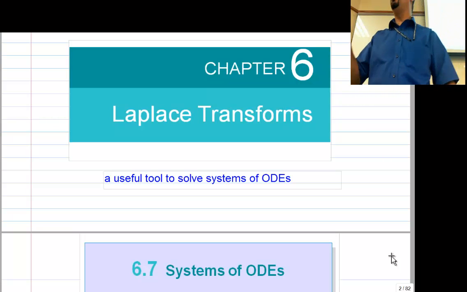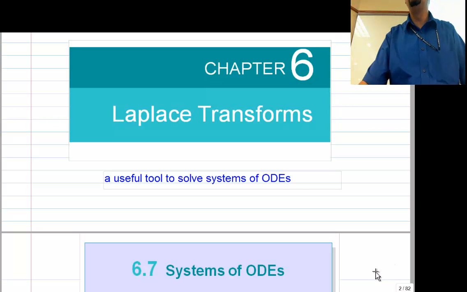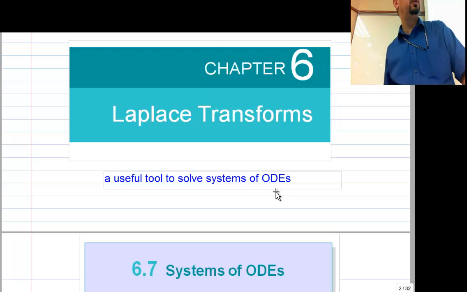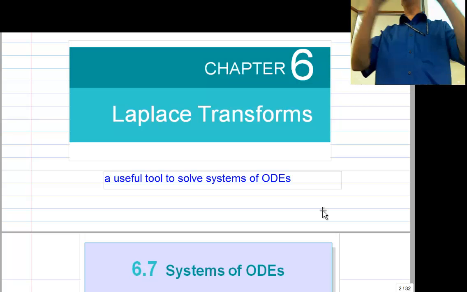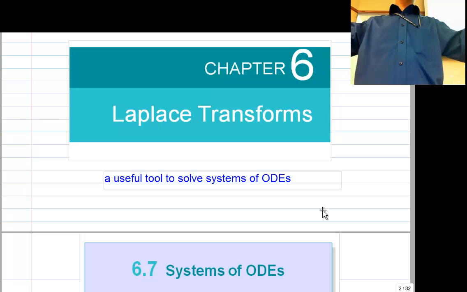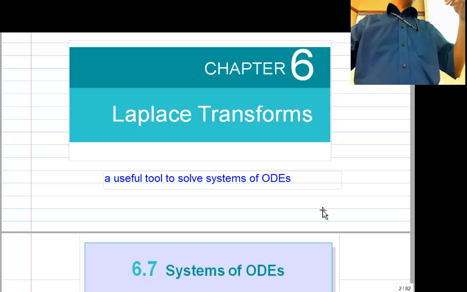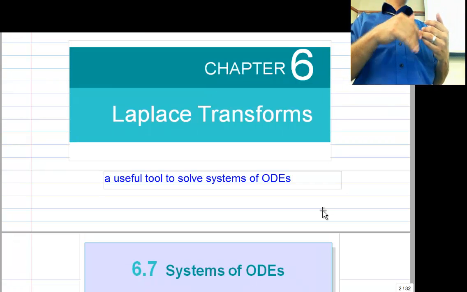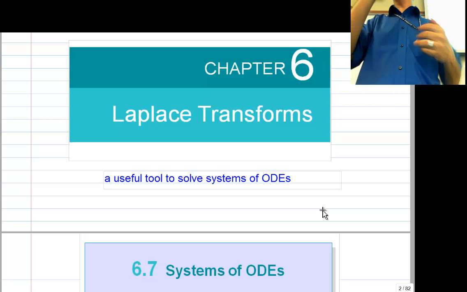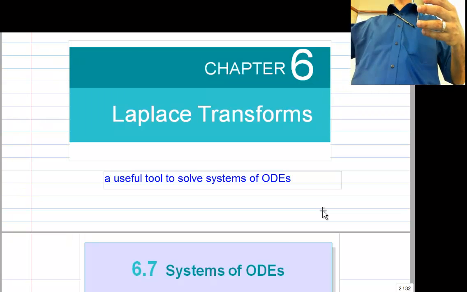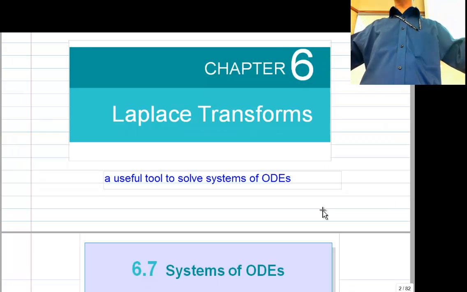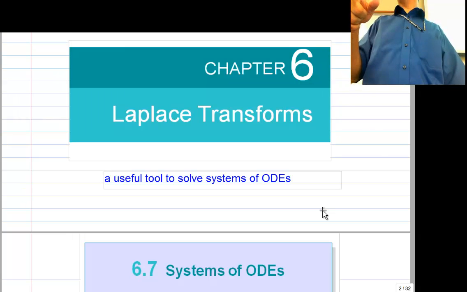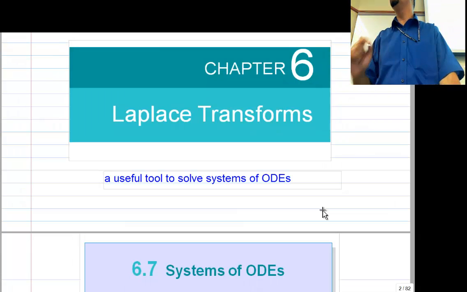The reason why we are using this Laplace transformation is because it is very useful to solve simultaneous sets of ordinary differential equations. Okay, so not one ordinary differential equation, but sets of ordinary differential equations simultaneously, meaning that dy1/dt is 5y1 plus 5y2, and dy2/dt is 5y1 minus 3y2, a bunch of different ordinary differential equations together. It's a piece of cake to solve them using Laplace transformation.